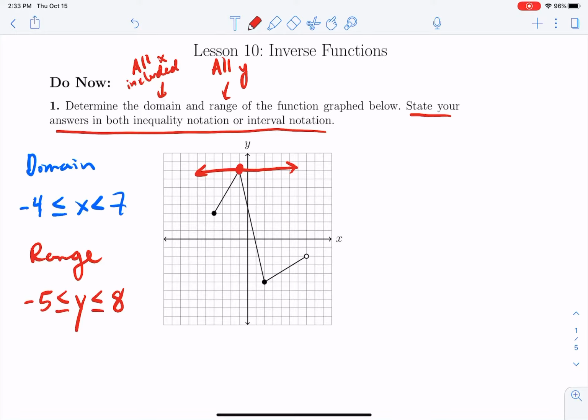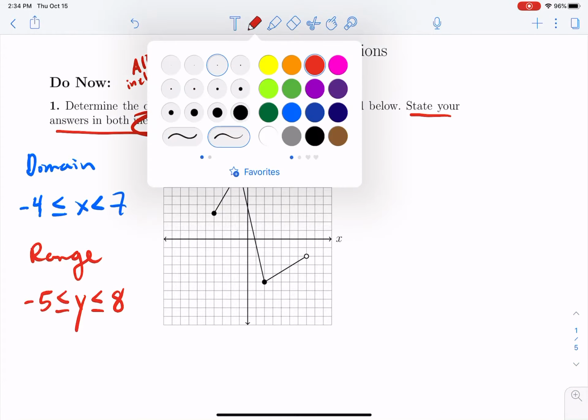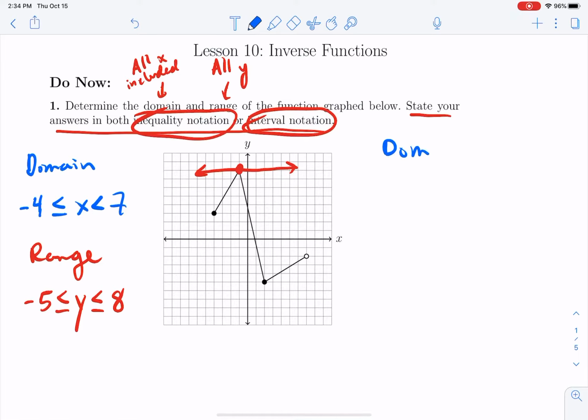Okay, so we've done that in inequality notation. Now we need to do it in interval notation. Domain first. Notice this -4 is included, so I'm going to do a hard bracket there at -4, but the upper limit, 7, is not included, so I'm going to do an open parenthesis there. Or I guess that's a closed parenthesis.